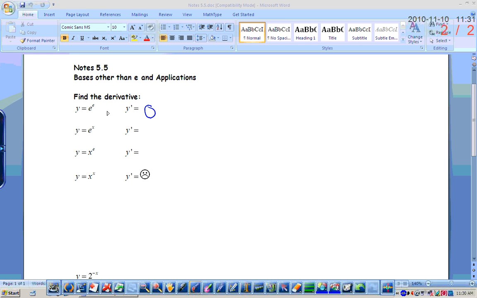E to the e is a constant because e is about 2.7. And so if you take 2.7 and raise it to the 2.7 power, you've got some nasty decimal, but it is a constant. So the derivative would be 0. All right, we learned this yesterday. If y is e to the x, what's the derivative of e to the x? E to the x. Good.